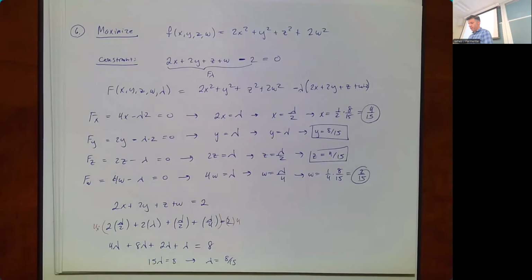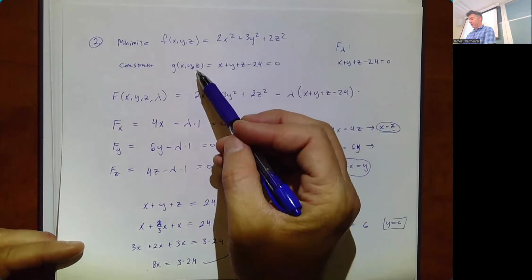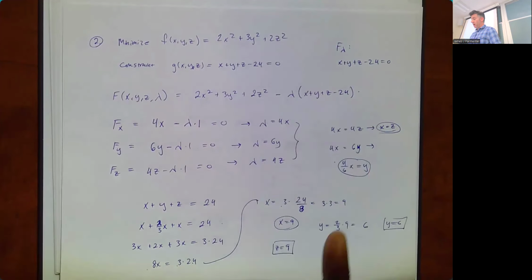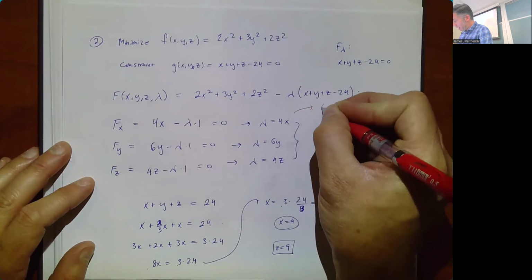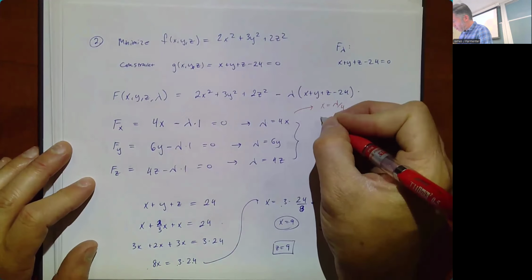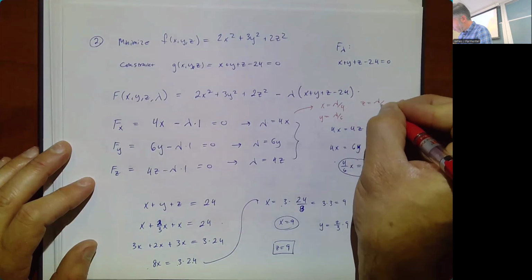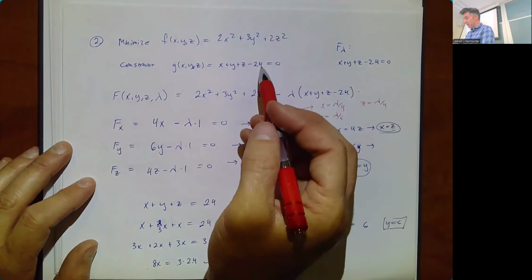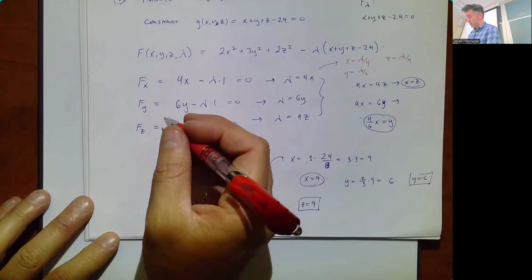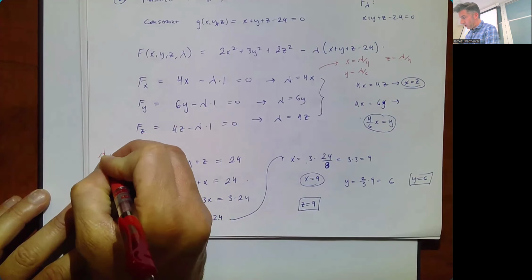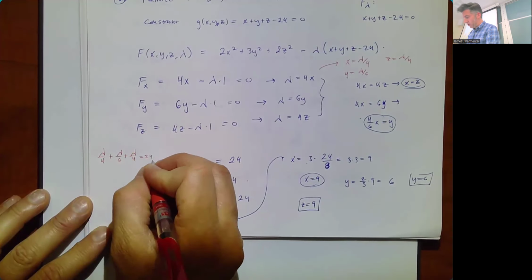So this one here, this one we did back here when we were minimizing 2x squared plus 3y squared plus 2z squared, given the constraint x plus y plus z minus 24 equals 0. An alternative route we could have taken would have been to have said x equals lambda over 4, y equals lambda over 6, and z equals lambda over 4, and then plug those three things into this equation. In fact, let's go ahead and do it. We have a minute here. We go back there and plug those in. We have lambda over 4 plus lambda over 6 plus lambda over 4 equal to 24.